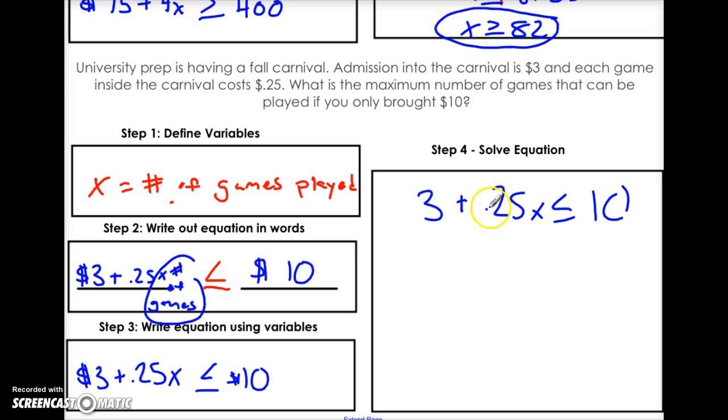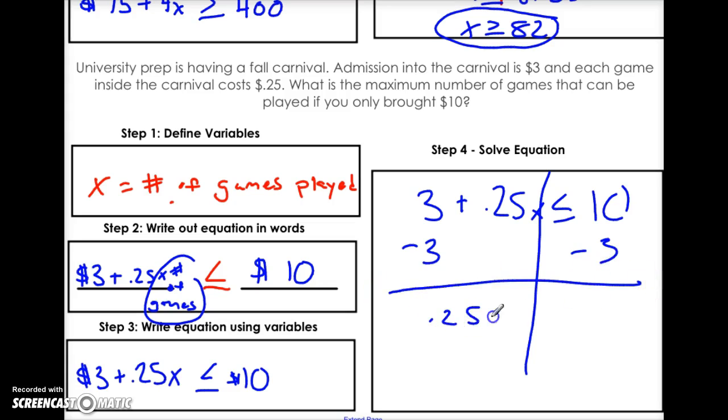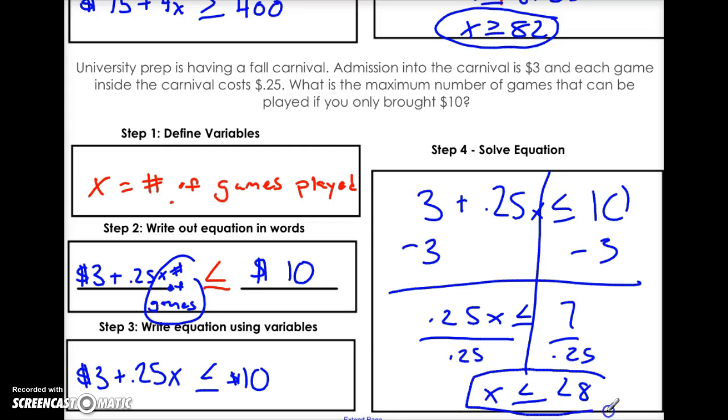Let's solve this. Line down the middle, subtract 3 from both sides, and we get 0.25x has to be less than or equal to 7. Divide both sides by 0.25, and we get x is less than or equal to, well, let's see, that should be 28. And that is our answer. Now we can't play a decimal number of games, so that number makes sense. So we could play anywhere up to 28 games.